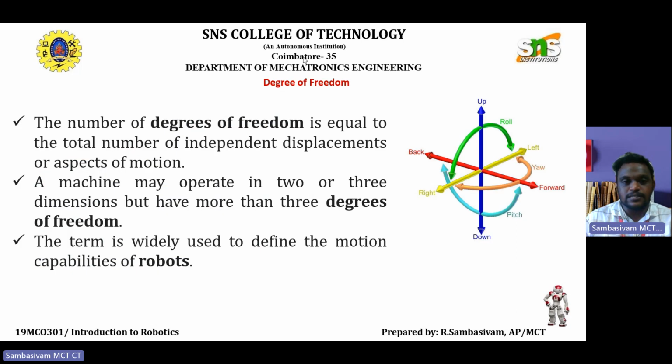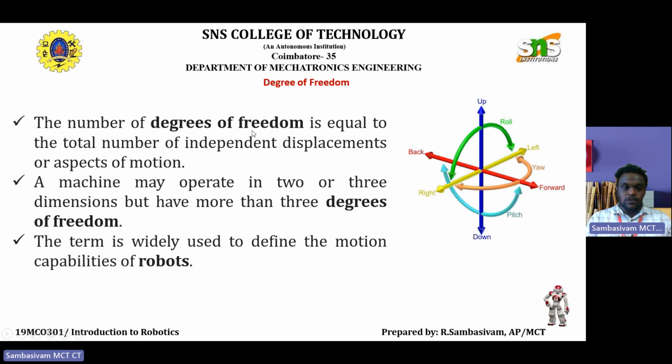Apart from that, we are going to discuss degrees of freedom. The degrees of freedom is equal to the total number of independent displacements or aspects of motion. The picture represents up, roll, left, right, back, and pitch down. These are the various movements obtained in 2 or 3 dimensions, but it can have more than 3 degrees of freedom. And this term is widely used to define the motion capabilities of robots in certain areas.